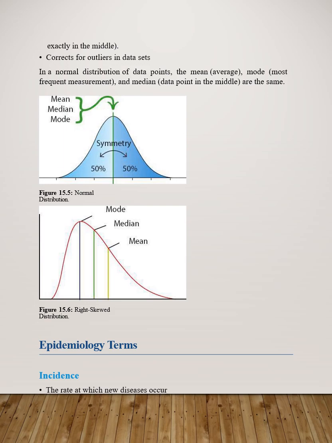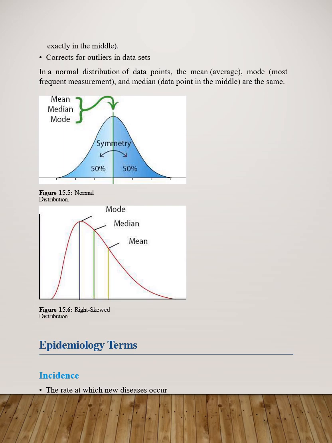Let's go to the next slide, number 8. This slide number 8 corrects for the outliers of the data set. In the normal distribution of data points, the mean, the average, the mode, the most frequent measurement, and the median, the data point in the middle, are the same. You'll see in figure 15/5, normal distribution. Mean, median, mode, symmetry 50 to 50%.